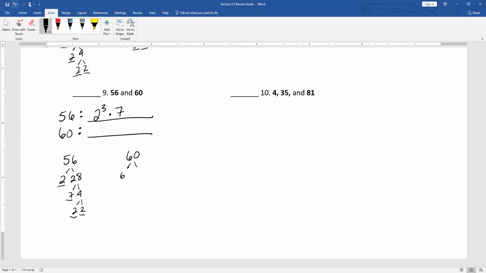60, I know it's 6 times 10. Those are not both prime numbers, but you can break the 6 down into a 2 and 3, and that makes a prime, and break the 10 down into a 2 and a 5. So we have 2 squared times 3 times 5.